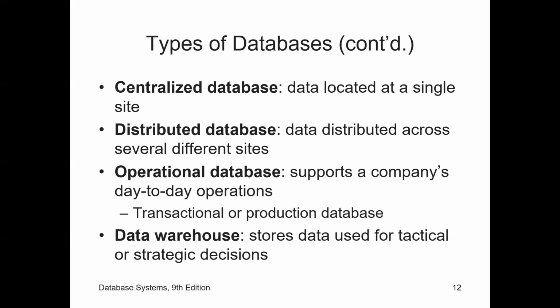Pardon me, let me repeat that. Location might also be used to classify the database. For example, a database that supports data located at a single site is called a centralized database. On the other hand, a database that supports data distributed across several different sites is called a distributed database.